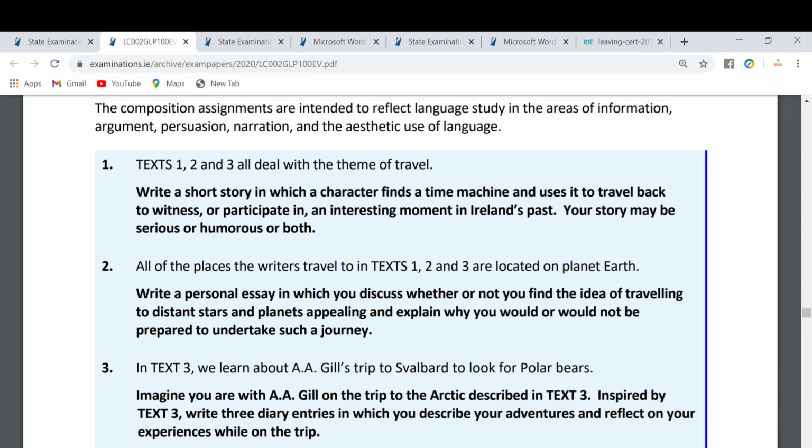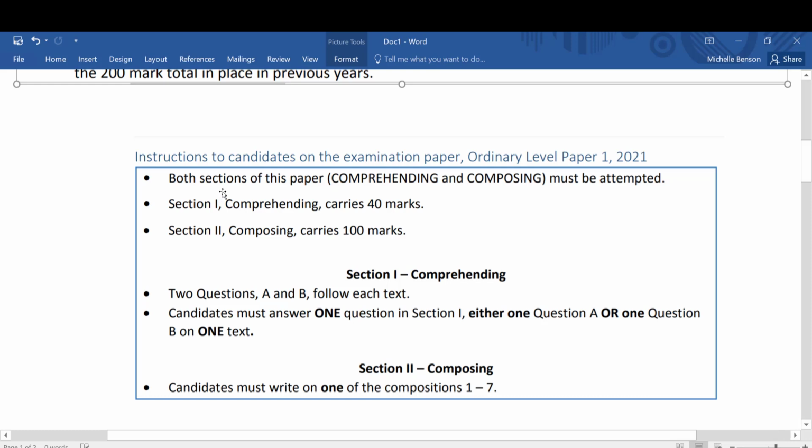Okay, so to summarize, paper 1, both sections of this paper, comprehending and composing, must be attempted. Section 1, comprehending, carries 40 marks. Section 2, composing, carries 100 marks.